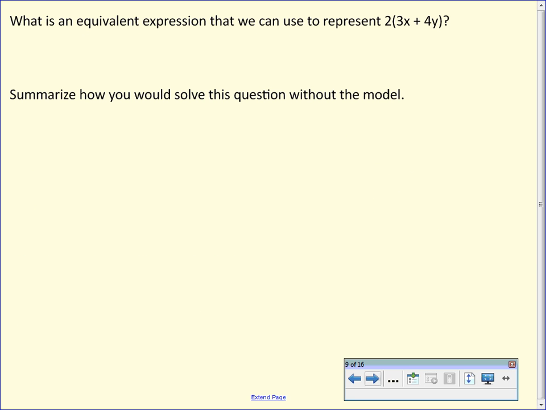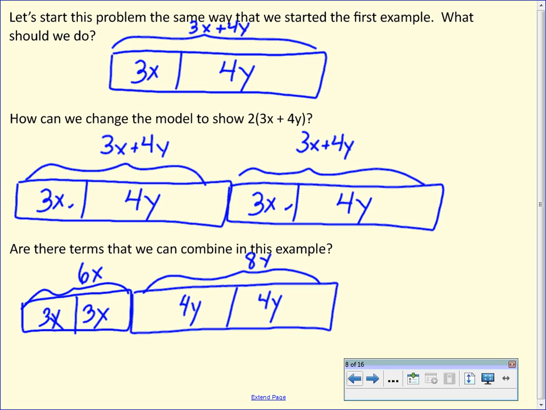So I ended up having 6x plus 8y. Did I change any of the amounts? So are these models equivalent? Granted, I didn't quite draw them equivalently, but are they equivalent? Do they have the same amount of x's and the same amount of y's? Yes.